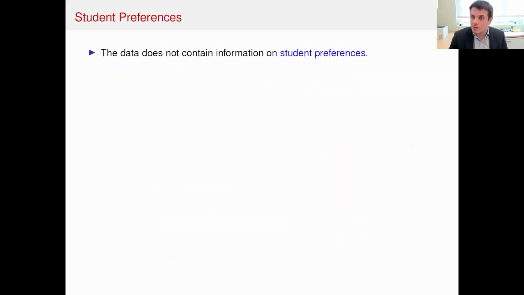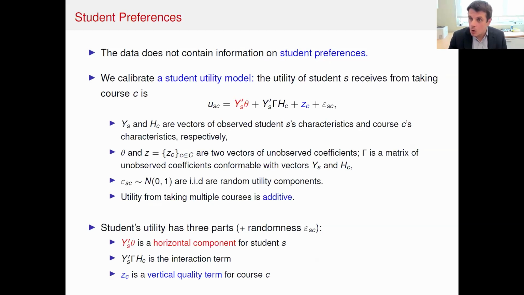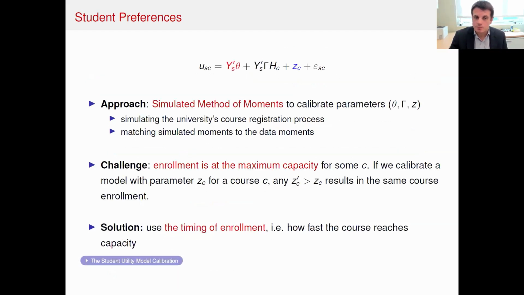We also don't have student preferences. That's really tough. But we really know the whole course allocation process. We basically know second by second which students are enrolled in what courses. And since we also know the process, which is random serial dictatorship with course reserves, we calibrate the model. We consider a parametric version of the model that has a student horizontal component corresponding to student-specific preferences, vertical quality terms corresponding to the value of the courses, and also interaction terms. We calibrated using the method of simulated moments.